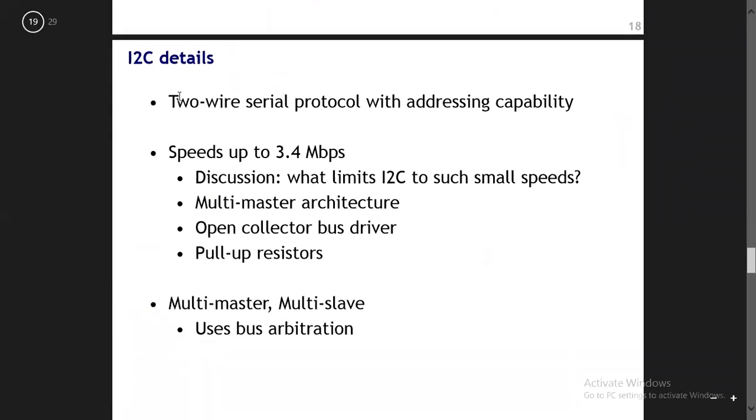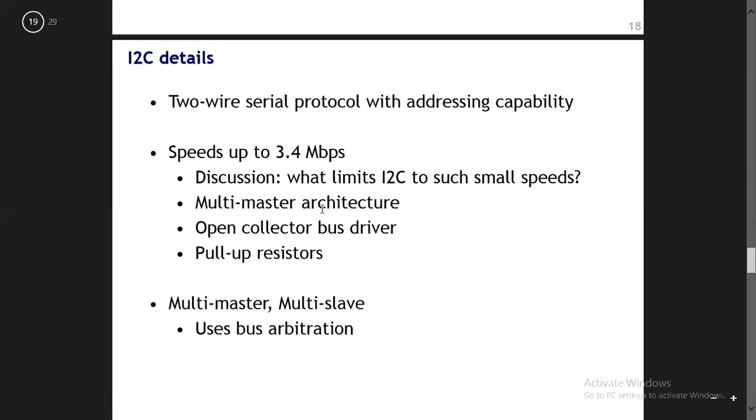The detail is a two-wire serial protocol with addressing capability. This is a very distinct feature of the I2C, because if you remember, in the case of SPI we didn't have any kind of addressing mechanism, but in this protocol we have one. It supports speeds up to 3.4 megabits per second, which is also very interesting. But what limits I2C from pushing to higher speeds? We also have to look into why it is so.